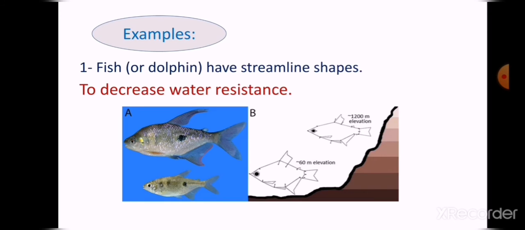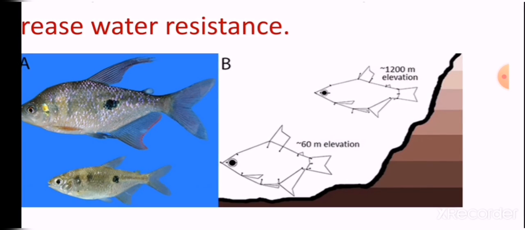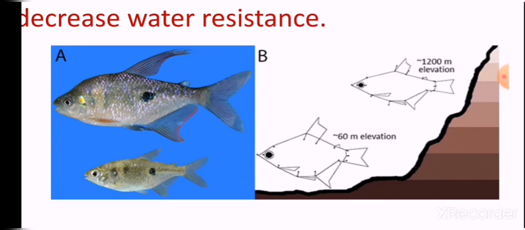We have two examples about the surface area, like fish or dolphin. Look at this picture, this is a fish. The fish or dolphins have streamlined shapes, like the modern means of transportation. Why do all the fish look like this shape? To decrease the surface area that moves through water, so the water resistance decreases.